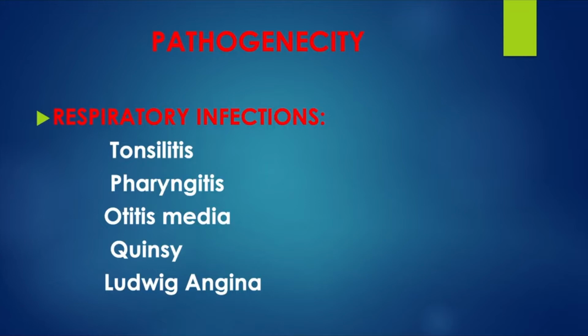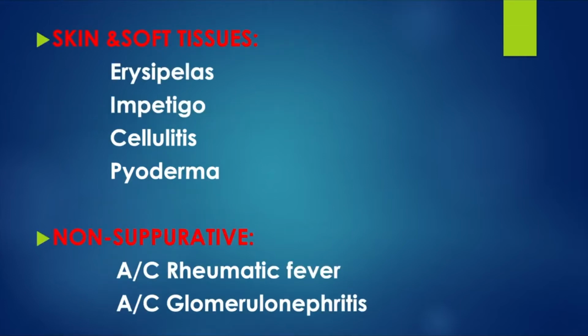Pathogenicity. Respiratory infections produced by Streptococcus: tonsillitis, pharyngitis, otitis media, quinsy, and Ludwig angina. In skin and soft tissues, it produces erysipelas, impetigo, cellulitis, pyoderma. Non-suppurative diseases are acute rheumatic fever and acute glomerulonephritis.